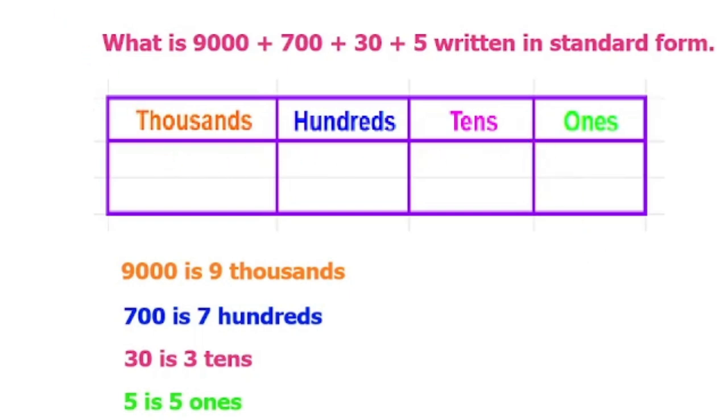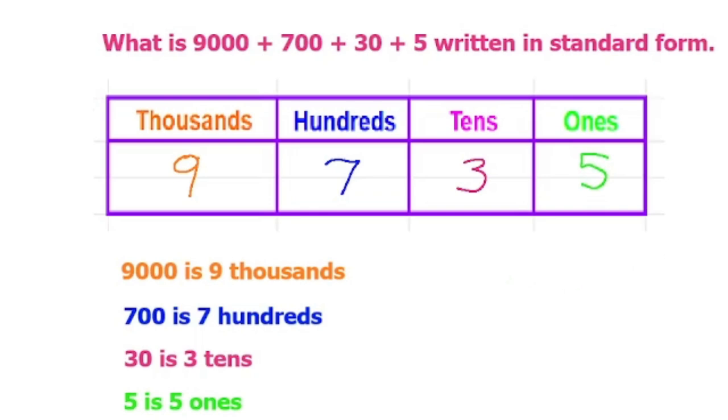So let's do that. So let's put the 9,000 goes here. So this is 9 thousands. Then 700 is 7 hundreds. So we just put a 7 here. And then for 30, that's just 3 tens. So we just put 3 tens here. And for the ones, 5 is 5 ones. So we just put the 5 under the ones. So that's how the number looks in standard form.